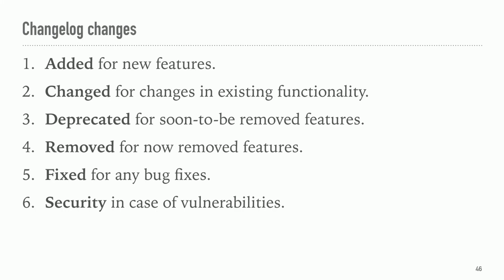changed for everything that was already existing functionality, and deprecated. This is not for something that you already removed. This would be for something that is going to be removed shortly. Then you have removed. So the practice here is that if you plan to deprecate some functionality, you would release a version with deprecated, and then release another version with removed, for that particular transition. Fixed is for any bug that you fix, and security for any vulnerability that you solved.